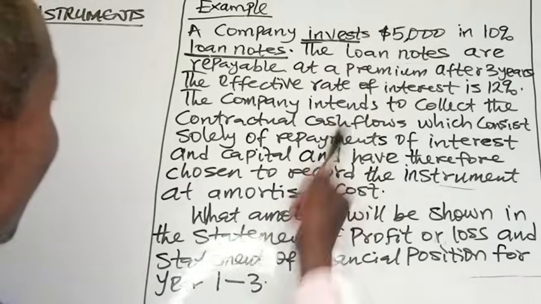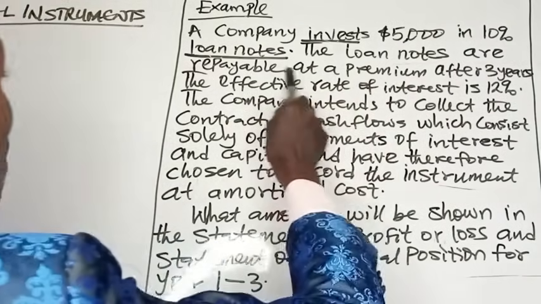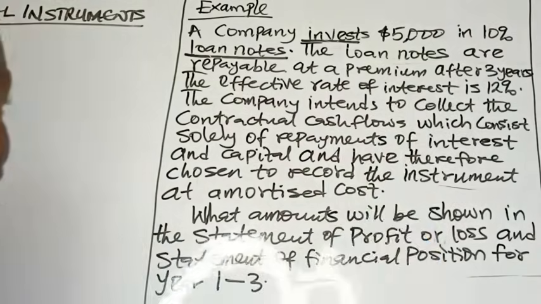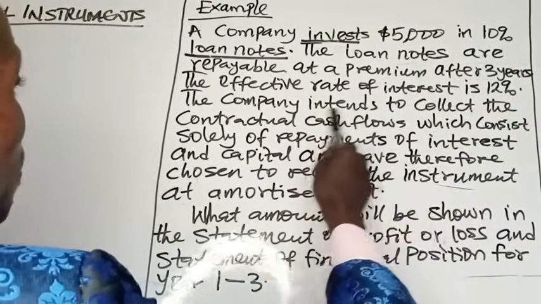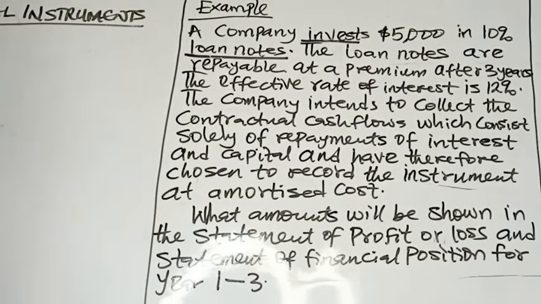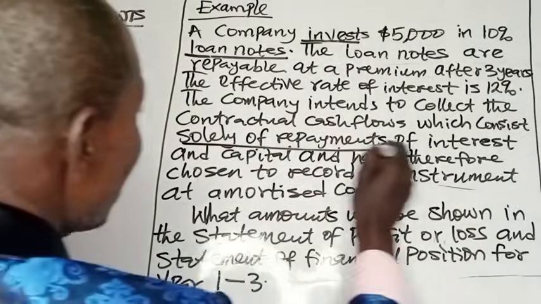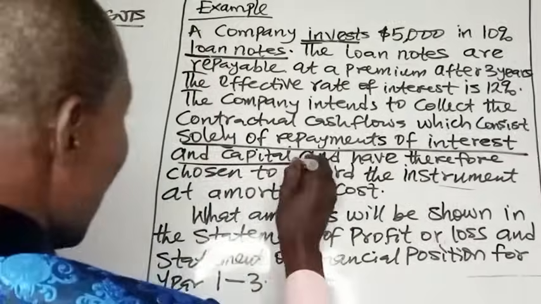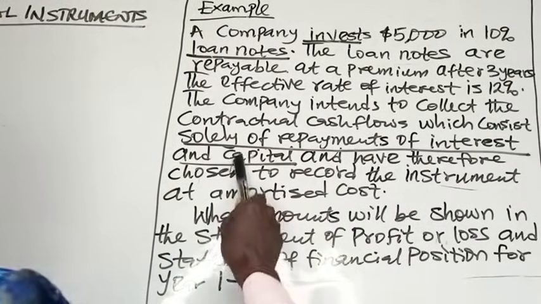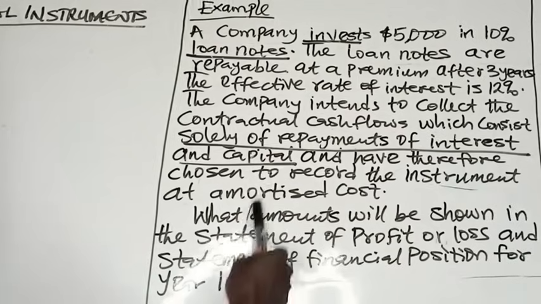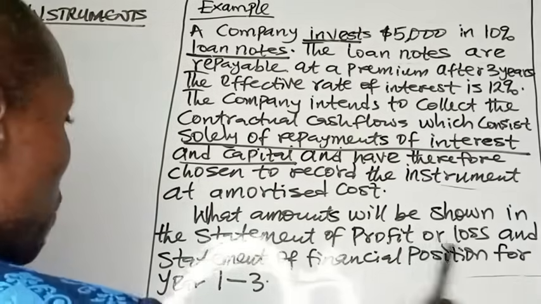So when you invest in an asset, you were told the loan notes are repayable at a premium after 3 years. So the effective rate of interest is 12%. The company intends to collect the contractual cash flows, which consist solely of the payment of interest and capital. These cash flows have met the condition for amortized cost. So that means you are going to use amortized cost. What amount will be shown in the statement of profit or loss?